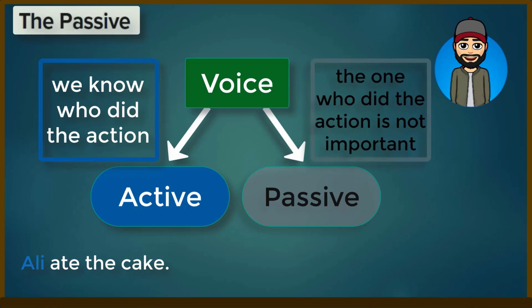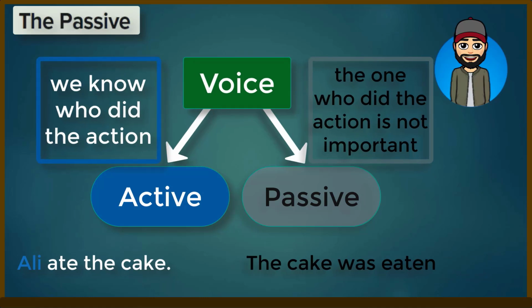We mean by passive voice, the one who did the action is not important. نقصد بالمبني للمجهول هو أن الفاعل الذي فعل الفعل غير مهم. For example, مثال: the cake was eaten. الكعكة أكلت. Now you can add by Ali, يمكنك إضافة بواسطة علي, or you can delete it, أو يمكن إلغاؤها.